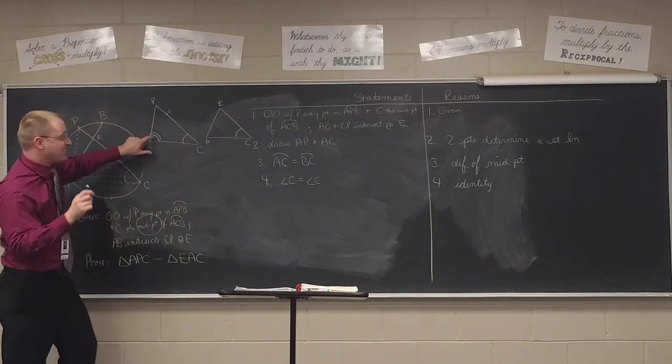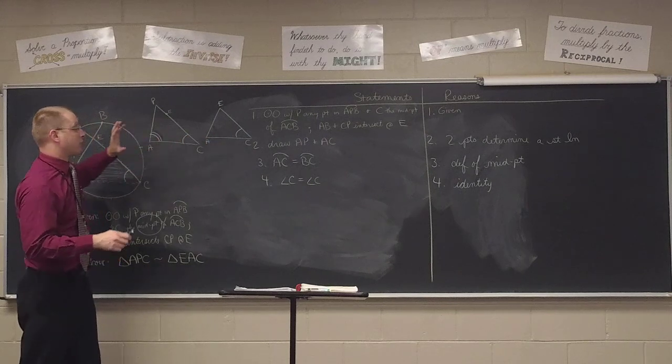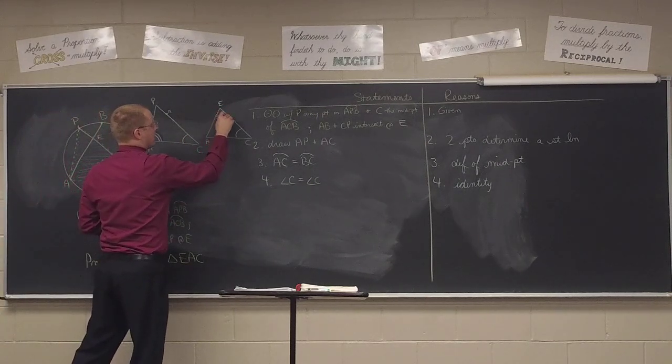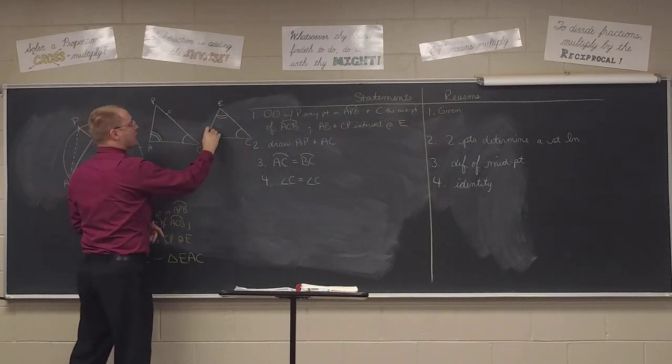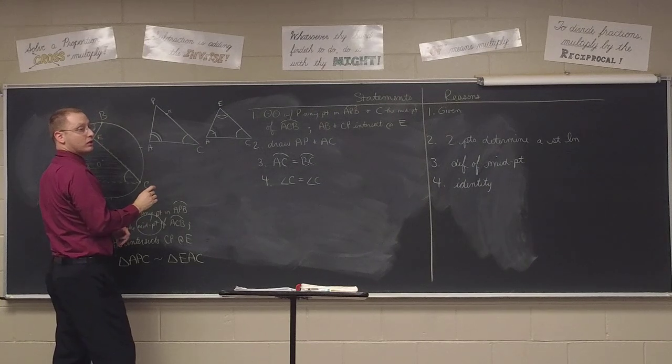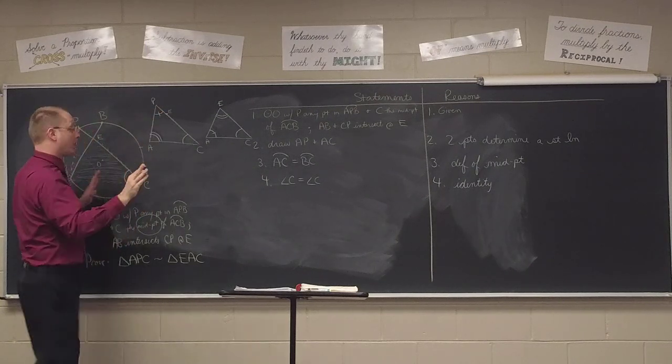This angle A, you said, cannot equal this angle A. So therefore, if they're going to be similar, this angle A would have to equal the angle at E. Or I could get the little angle at A equal to the angle at P. It's one of those two.